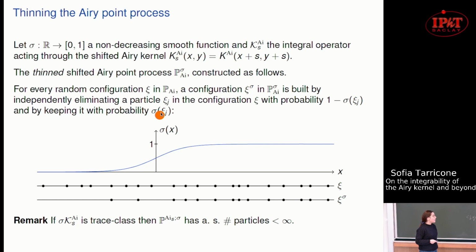And well, for a sigma that behaves like that, it is very similar to the Fermi factor, so the function sigma that was appearing in the pre-fermionic model. In some sense you are cutting the particles that are on the left, and so what happens is that this new process that you obtain by thinning the Airy point process, if you pick a sigma that is decreasing enough at minus infinity, has almost surely a finite number of particles. So you can ask yourself what is the probability of having exactly a configuration that counts n particles. Exactly n particles.